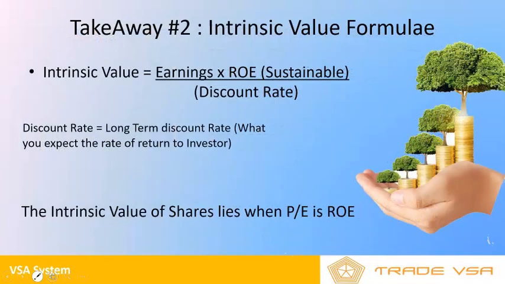All right. Now the takeaway number 2 to calculate the intrinsic value is looking at earnings. So earnings multiplied by the sustainable ROE, divided by the discount rate. Now, what is the discount rate? The discount rate is a long-term discount rate. It is what you expect for the rate of return as an investor. Typically, if you invest in any company, what is the rate that you want to get back?